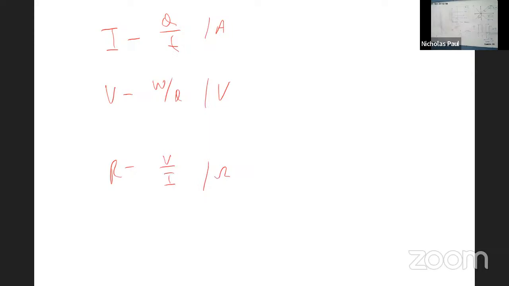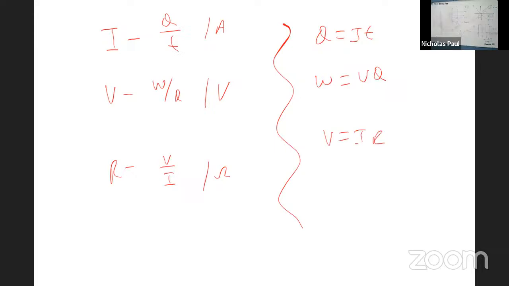Okay, so we had a few relationships that we came up with. Q is equal to IT, W is equal to VQ, and V is equal to IR, if we rearrange all these little formulae here. So those were some of the things that we came up with. We also talked about series and parallel: we have series circuits and we have parallel circuits.